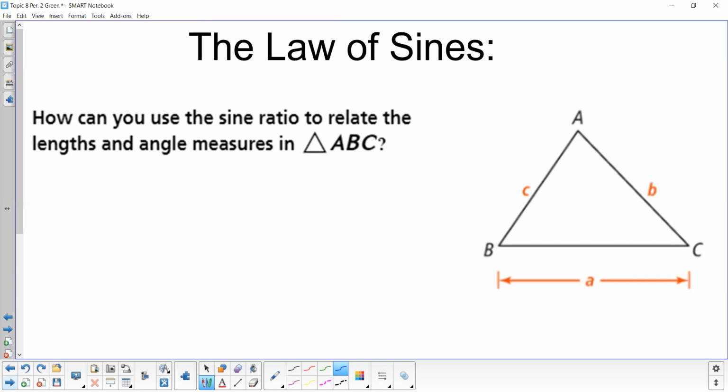Here's the deal. Say you don't have a right triangle. You might be like, oh, well, can't do it. You can. And depending on the information we have, you can either use something called the law of sines, or, preview Monday, the law of cosines. It's like the opposite of science. It's a little different.